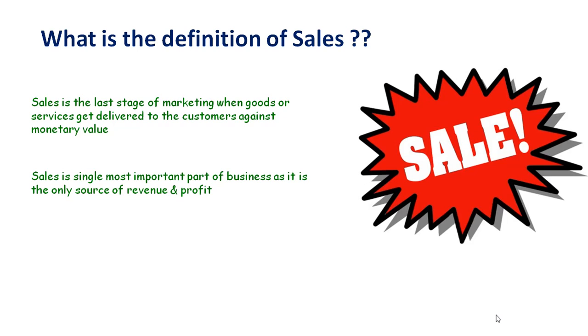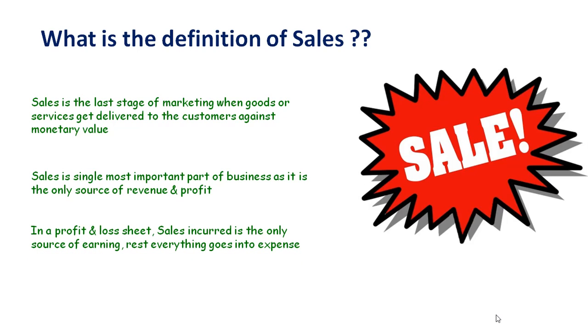I'll give a small example. Take any profit and loss sheet of any company. You will see that sales is the only source of earning, and everything else in the profit and loss sheet goes into the expense part. Therefore, the more an organization can sell, the more revenue it can generate and therefore the more profit.